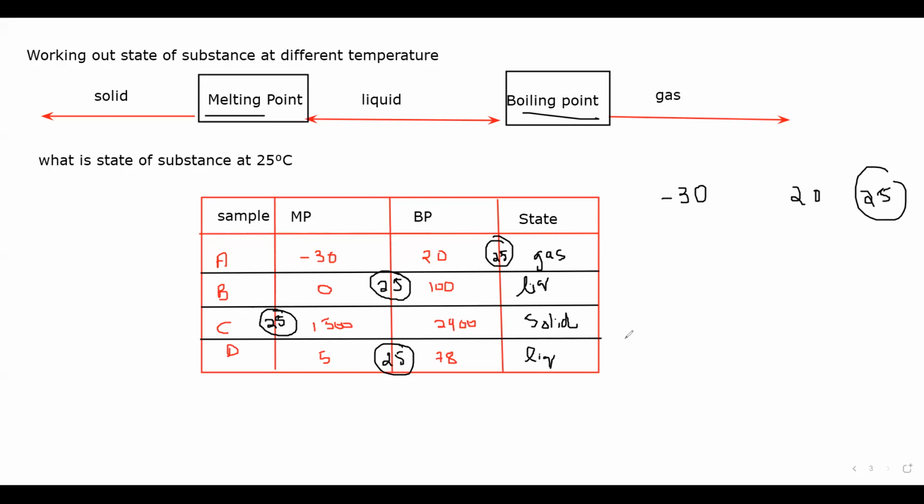So simply, if the temperature at which you are finding the state is lower than the melting point, then it will be solid. If that temperature is between the melting and boiling point, it will be liquid. And if it is after the boiling point, it will be a gas. Is it clear?